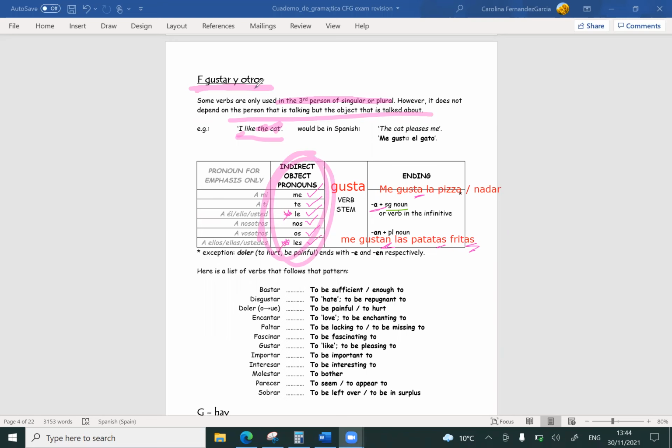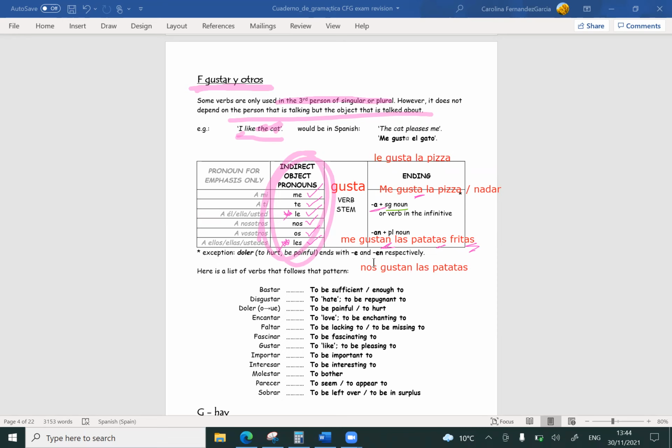Bien. So if I want to say she likes pizza, it's literally the same as me gusta la pizza, but swapping the me for le. Le gusta la pizza. If I want to say we like chips, I would swap me for nos. Nos gustan las patatas. So what is indicating the person is the me, te, le, nos, os, les.